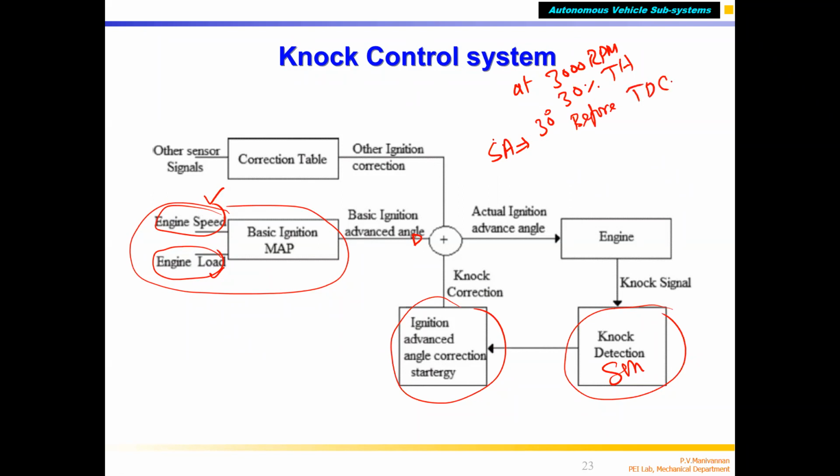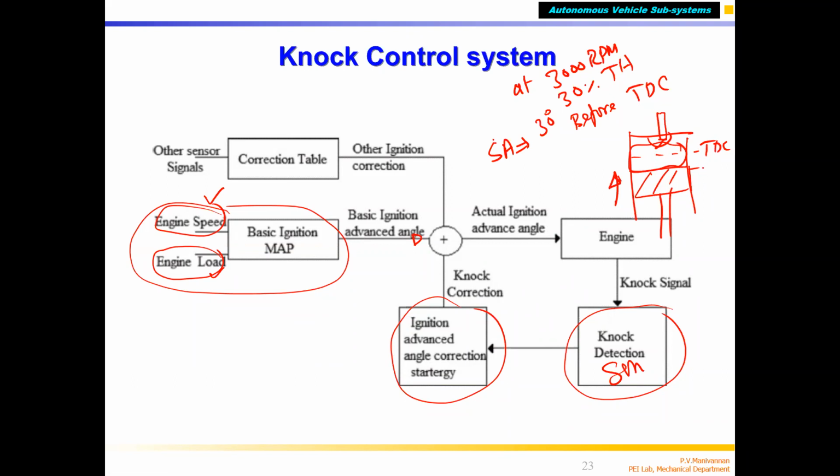Correct? Before TDC, you are giving the spark. So combustion happens by the time the piston reaches TDC. The piston was somewhere here. This is my cylinder, and I am giving a spark. The piston is moving up. When it was here, this is the TDC position. The piston is moving up for the compression, compressing this mixture.